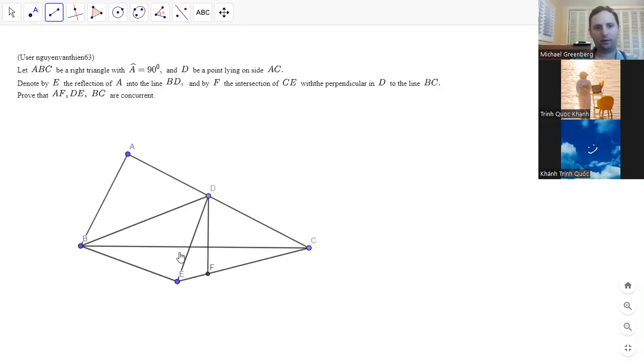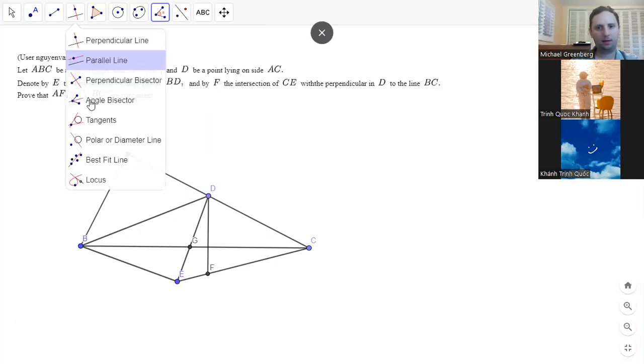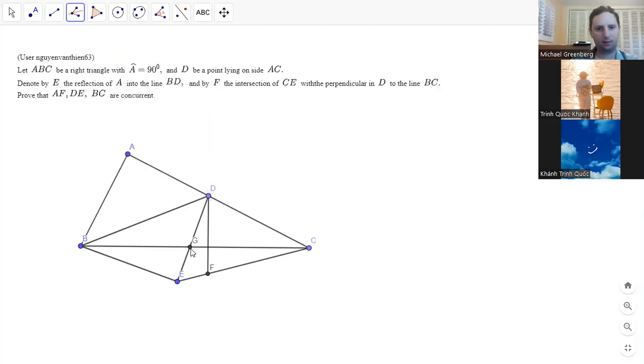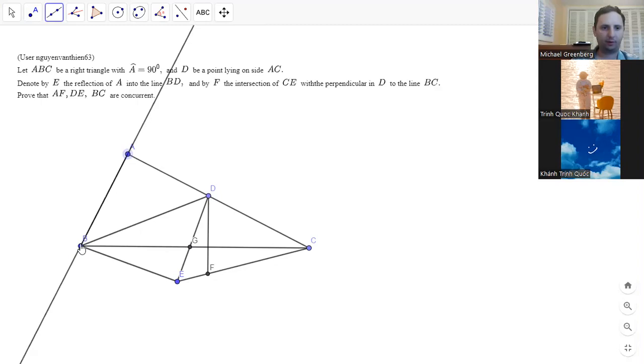But I wonder if I label this point, if this is like an angle bisector right here. Oh, it's not. That's interesting. Okay. So yeah, how do we show they concur? I think I might be able to just use Ceva's theorem. So if I draw this line, and I draw this line, and I let them intersect.